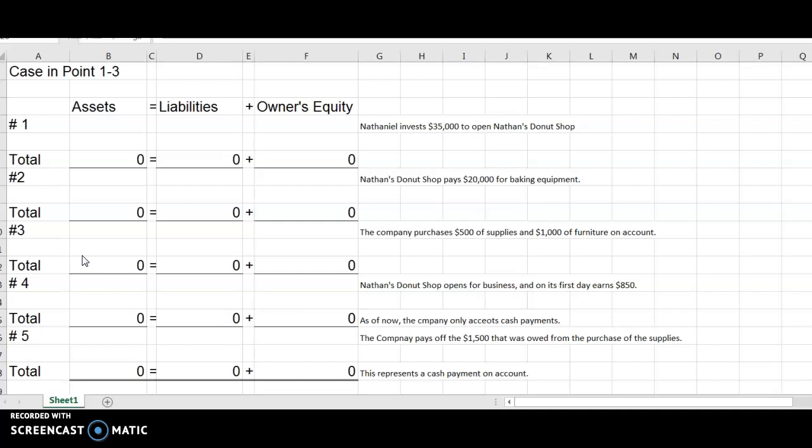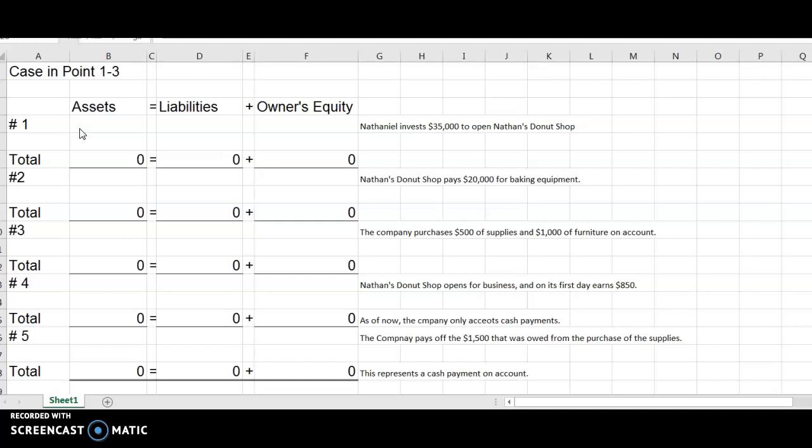Nathaniel invests $35,000 to open Nathan's Donut Shop. Cash was invested in the business. Since none of the $35,000 is owed to anybody, Nathan can claim ownership of the entire amount. Therefore, the cash account and the Nathaniel H. Spencer capital account, which represents Nathaniel's share of the equity, are impacted.